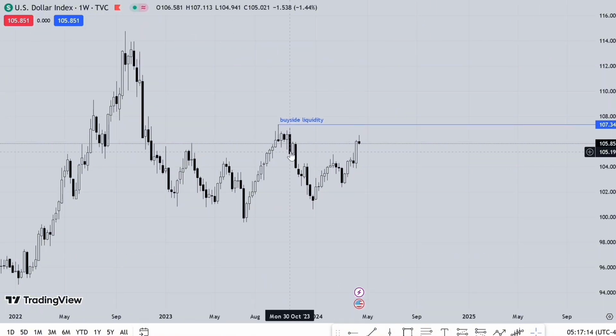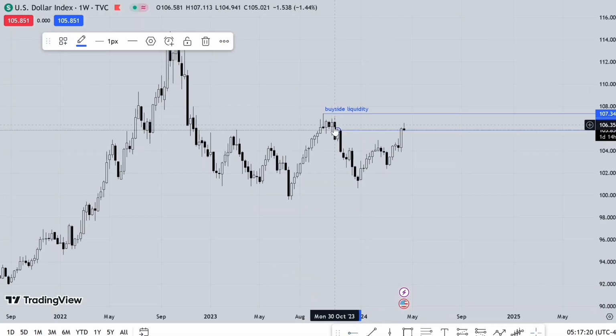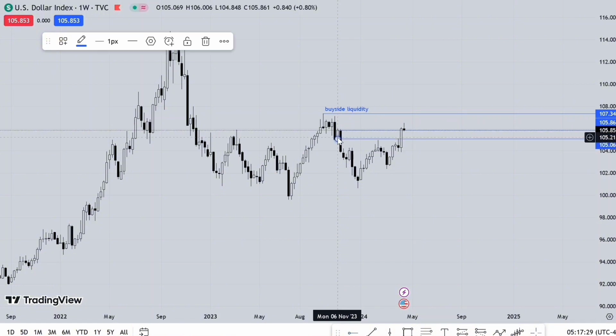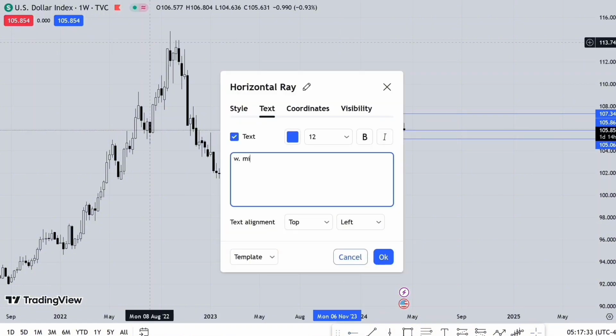And because of this weekly mitigation block, we're expecting price to range inside of it before going through this high resistance liquidity one. So this is the weekly distribution.